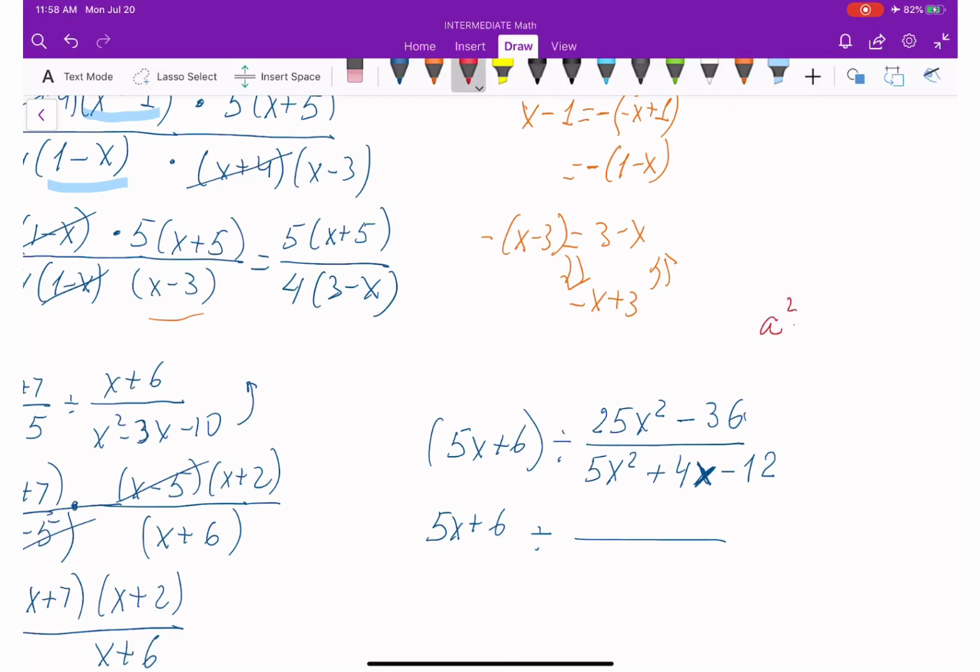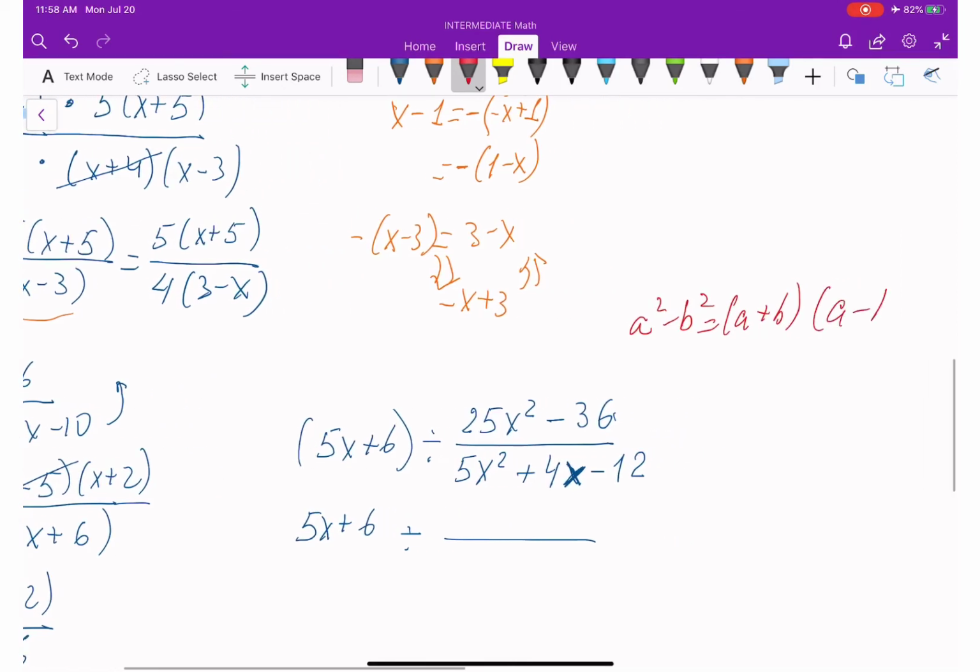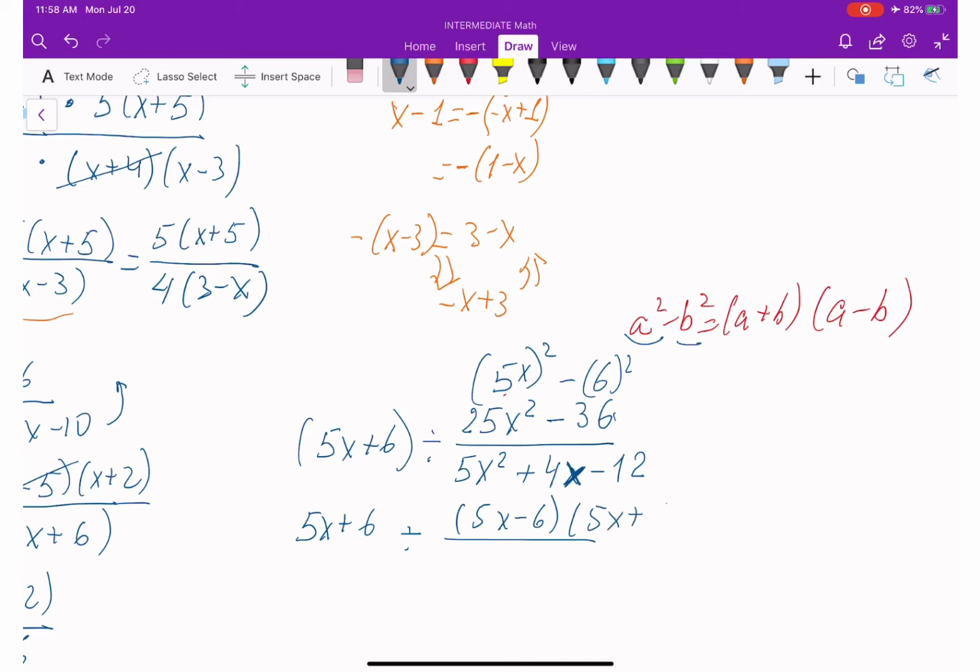So a squared minus b squared is equal to a plus b times a minus b. Okay, so 25x squared, it's going to be 5x to power 2, right? Minus 36 will be 6 to power 2. Okay, we have square minus square. Yes? All right? So at this point, we can write down here 5x minus 6, 5x plus 6.